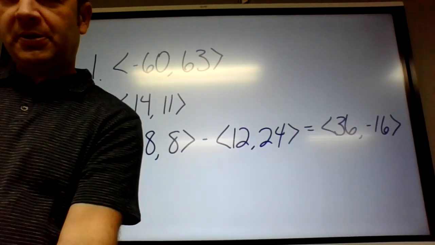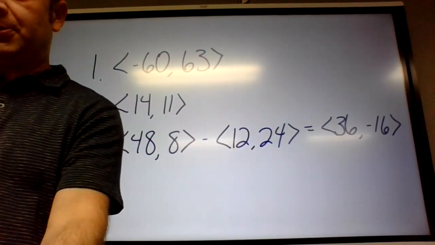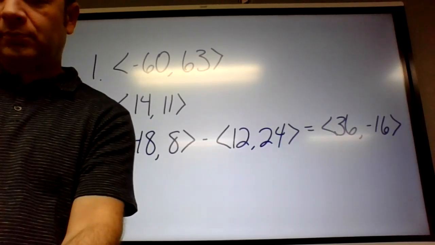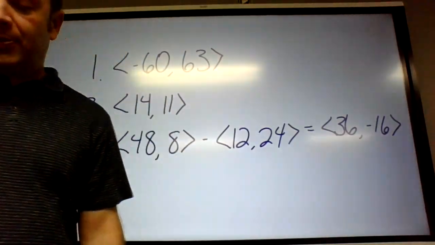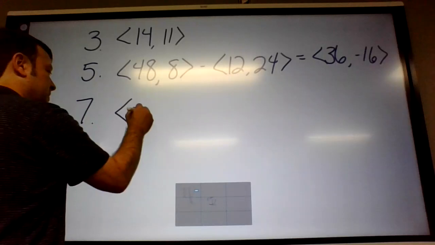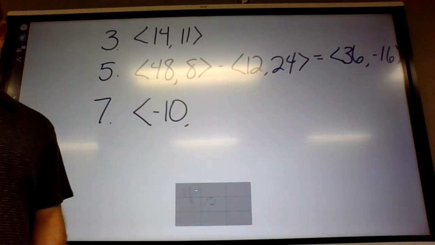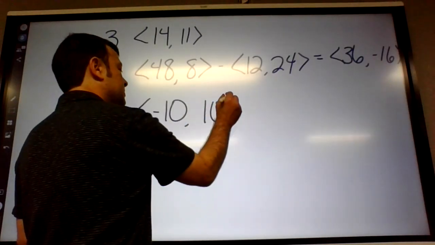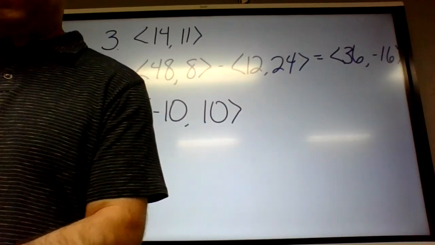Number 7, unit vector. I don't know what they mean by unit vector, but it doesn't matter. We'll just do the normal vector from A to B. So from A to B, we're going from 4 to negative 6, so that would be dropping 10. And for the y values, we're going from 0 to 10, so that would be increasing by 10. So let's go with that.